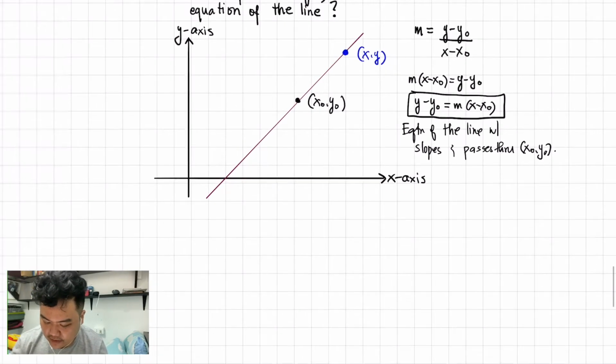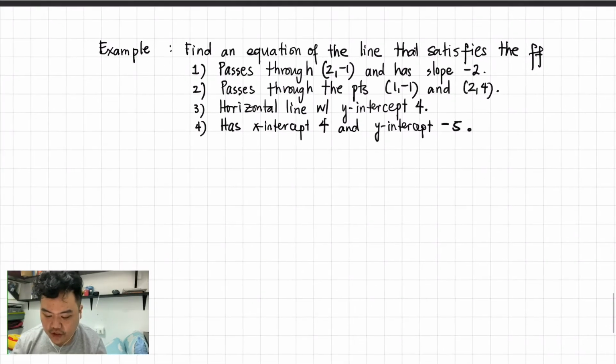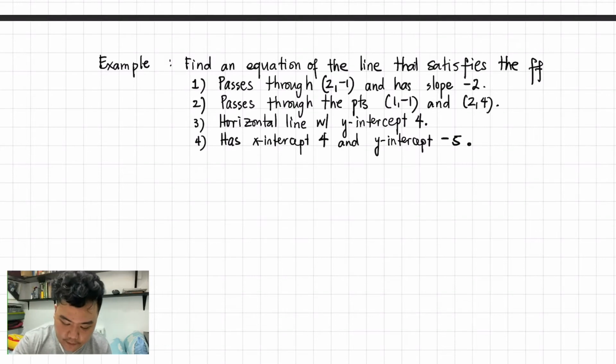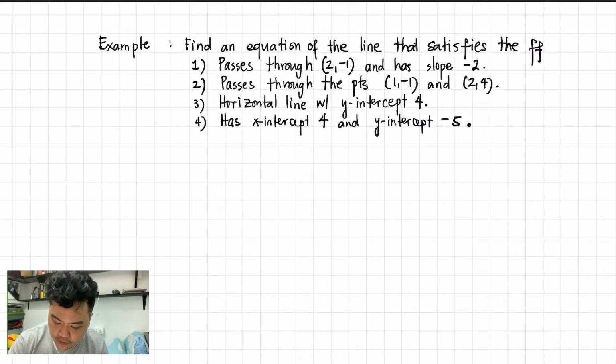Okay, so let us answer some examples. So let us find the equation of the line that satisfies the following. So what is our point slope form? Let me just write the point slope form. I want another color. So the point slope form is, this is called the point slope form because you need the point and you need the slope of the line. Okay, is that understood?